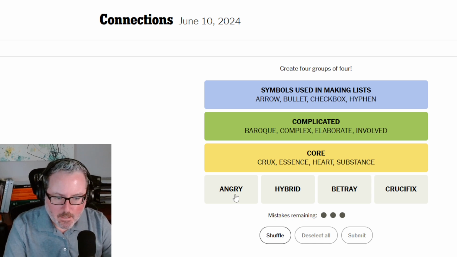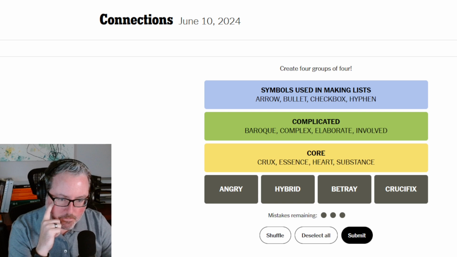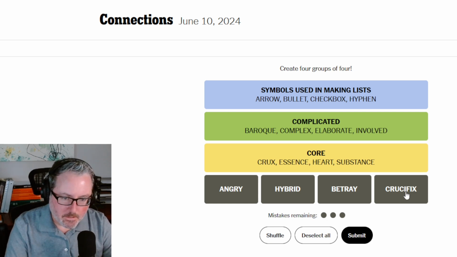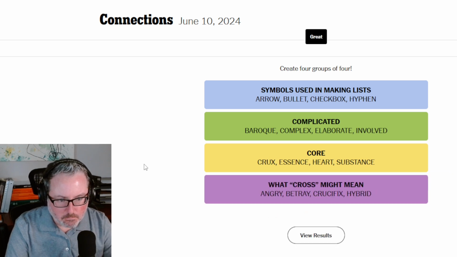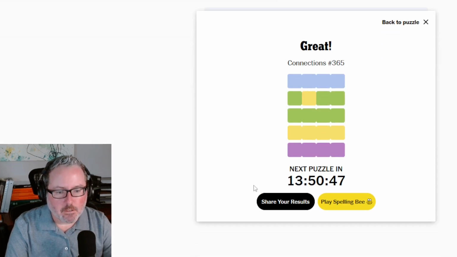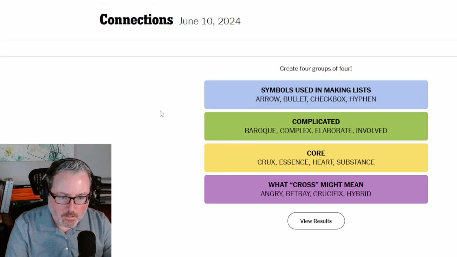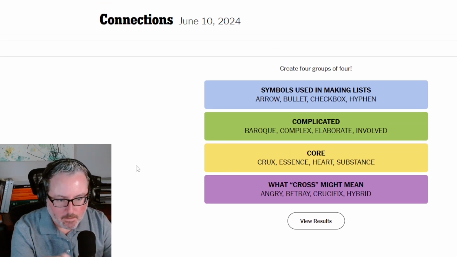Okay, that makes sense. So what do angry, hybrid, betray, and crucifix have to do with each other? The only thing I could think of is that angry, betray, and crucifix have a religious connotation, but I don't know how hybrid works into that. What cross might mean? Oh, if you are cross, you're angry. If you cross someone, you betray them. The crucifix is a cross, and hybrid is a cross between two things.